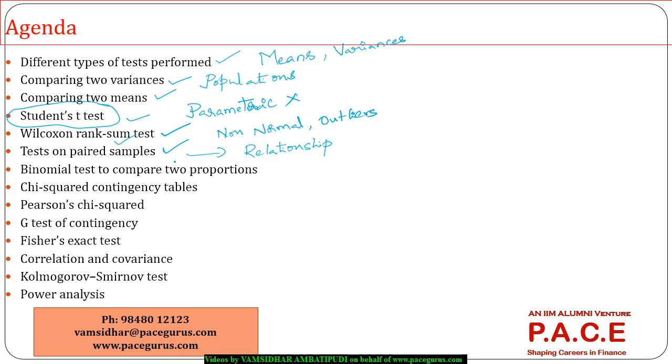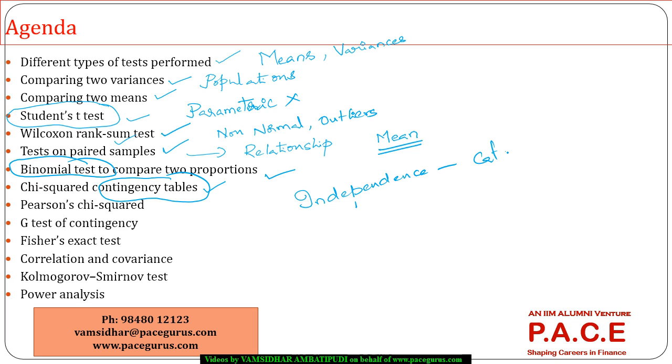If my samples are paired, how do I assess or test the means between those samples? Then the next test looks at, if I have to compare two proportions, how do I use the binomial test to compare the proportions of two groups? Then we'll move on to the multiple group scenario where we can bring in a chi-square test, using what we call a contingency table. If I have to take my decision regarding the independence between two categorical variables, I can think of using a chi-square test. We'll see how to use the test and how to make my interpretations.